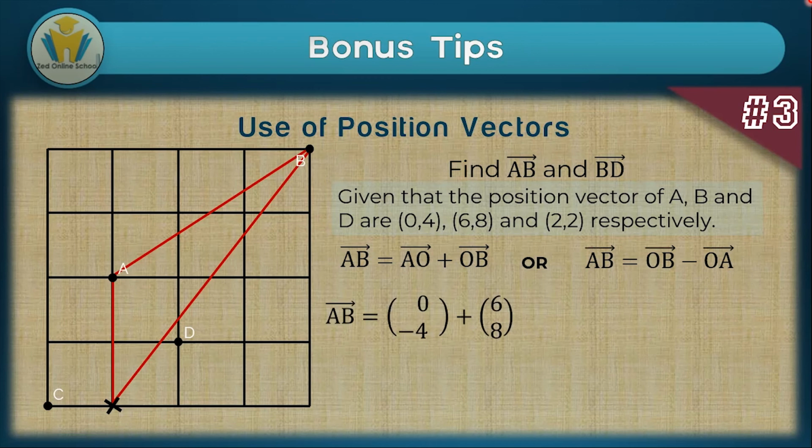Now, I'm going to use both ways to show that both of them will give us the same answer. As you can see, for the first one, I've used the vector OA, which will give us this column matrix. In the second one, I'll just add that minus. Now, you can see 0 plus 6 will give us 6. 6 minus 0 will give us 6. Minus 4 plus 8 will give us 4. 8 minus 4 will also give us 4. Therefore, these two methods can both be used to find the same answer.